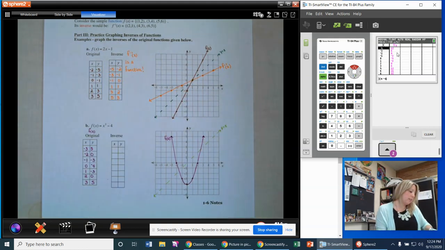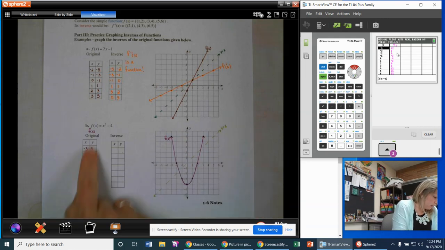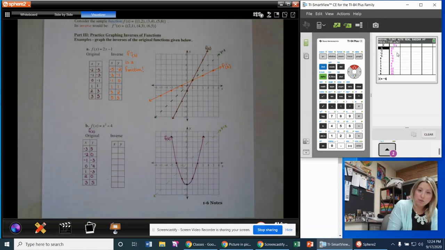And again, I'm doing that because it's your notes. You don't have to do that on the homework when you go to do all these graphs for your homework. But I want you to see what line we're reflecting over to do these inverses. So we're going to take each of these points that we've listed here and we're going to flip them all around.